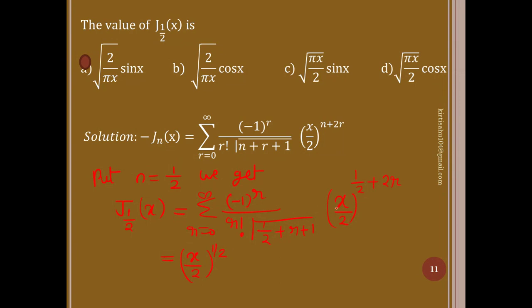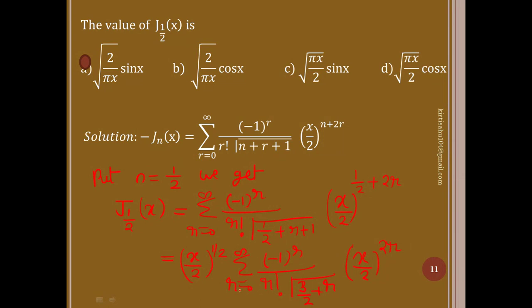According to the law of indices, what is left? 2r, right? So summation minus 1 raised to power r upon r factorial, gamma of half plus 1, which is nothing but 3 by 2, plus r, into x by 2 raised to power 2r. Okay, and r takes the value from 0 to infinity. This is what we can simplify.